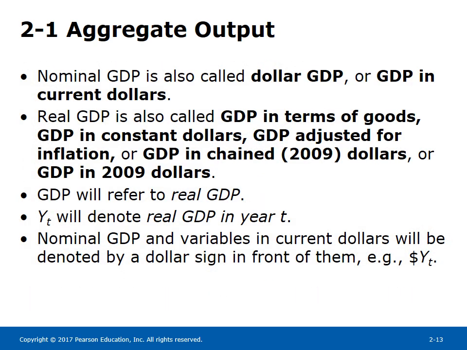Nominal GDP is also called dollar GDP or GDP in current dollars. Real GDP is also called GDP in terms of goods, GDP in constant dollars, GDP adjusted for inflation, GDP in chained 2009 dollars, or GDP in 2009 dollars. Henceforth, when we say GDP, we will refer to real GDP. Y_T will denote real GDP in year T. Nominal GDP and variables in current dollars will be denoted by a dollar sign in front of them, for example, $Y_T.